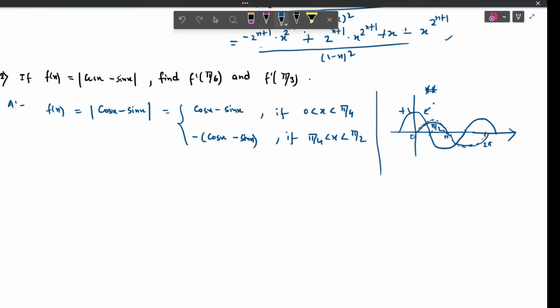Right, this is your cosine curve and this is your sine curve. This is your pi by 4, and if x is between 0 to pi by 4, that is this curve, cos is bigger than sine. So cos x minus sin x will be positive.